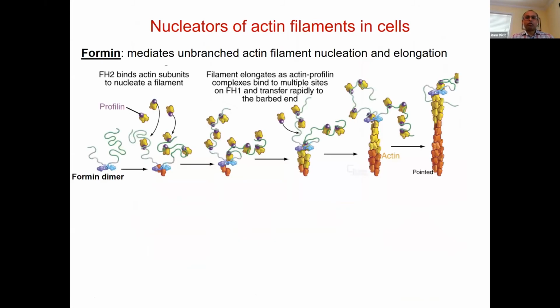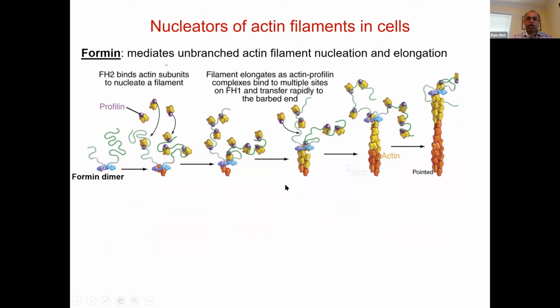And lastly, just nucleators of actin filaments. There are more than these two that I'm showing here, but these are the most famous ones and the ones that you'll most likely encounter. There are two major nucleators of actin filaments in cells. One is formins. Formins mediate unbranched actin filament formation as well as promote their elongation from the barbed end.